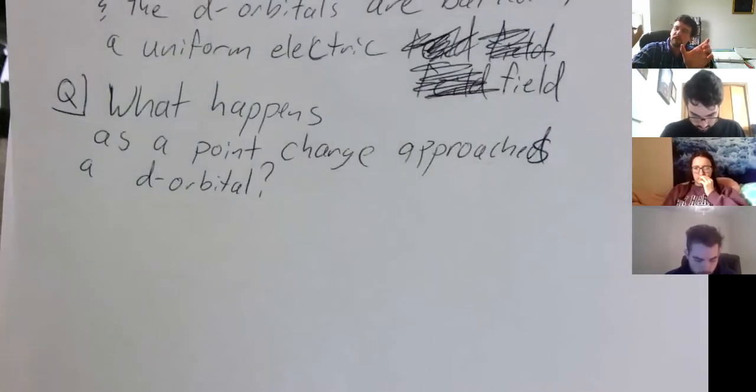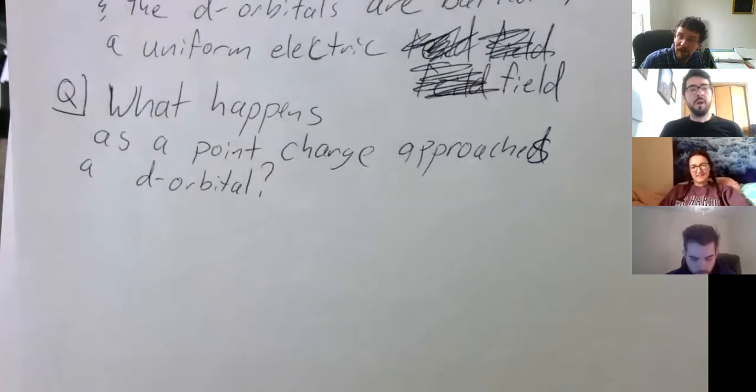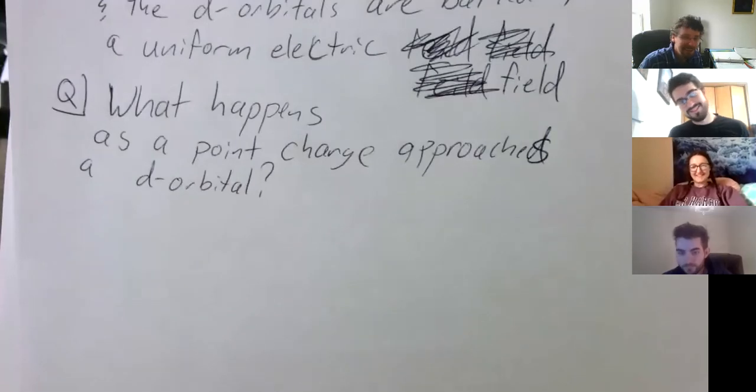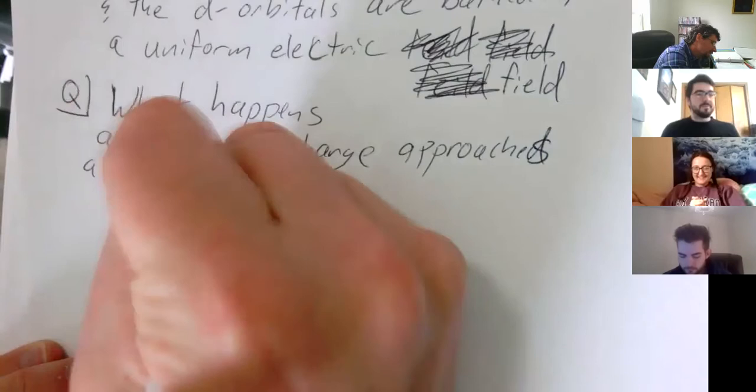So negatively charged points getting close to systems that have negatively charged particles in them. What'd you say, Tara? I'm sorry, I cut you off. One more time. Repel each other. Yeah, they're going to repel each other. Yep, there's a repulsive interaction.